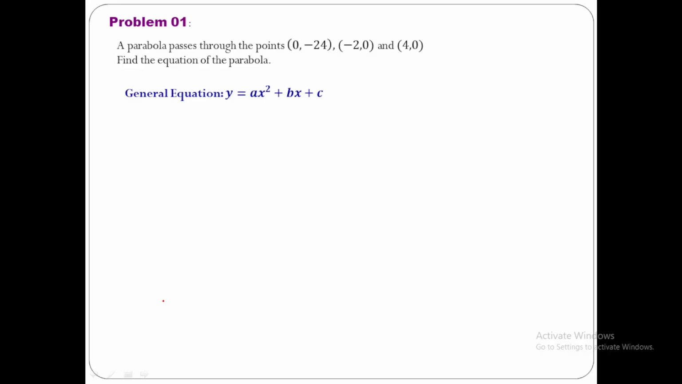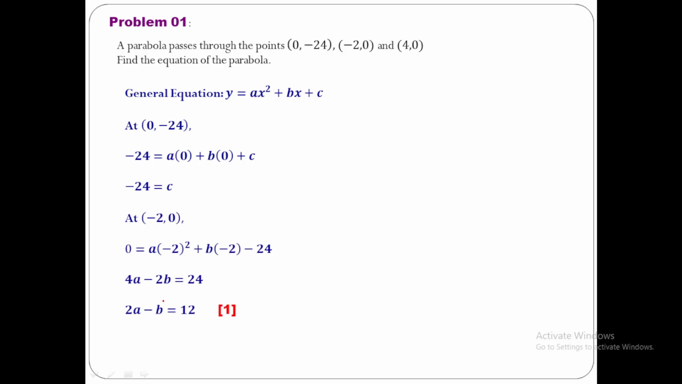Let's take the first point (0, -24). Substitute y as -24 and x as 0, and we get the value c as -24. Then substitute (-2, 0), that is -2 for x and 0 for y. Minus 2 squared is 4, so 4a minus 2b equal to 24, which is the value of c. Then this equation can be divided by 2 to get the equation 2a minus b is equal to 12.